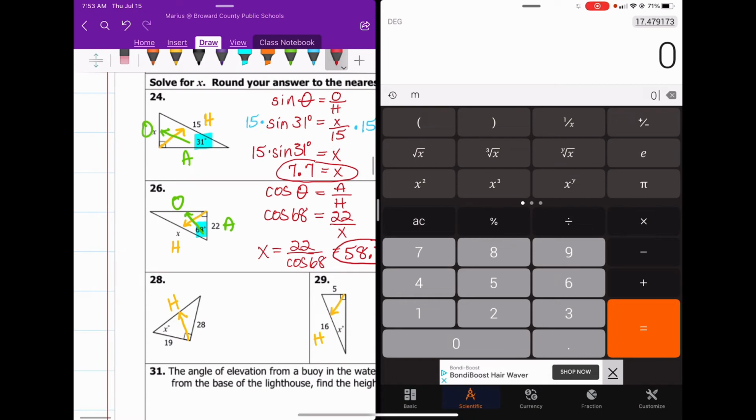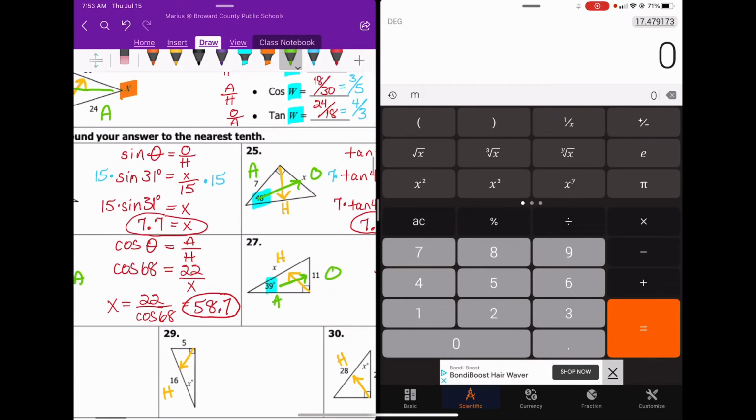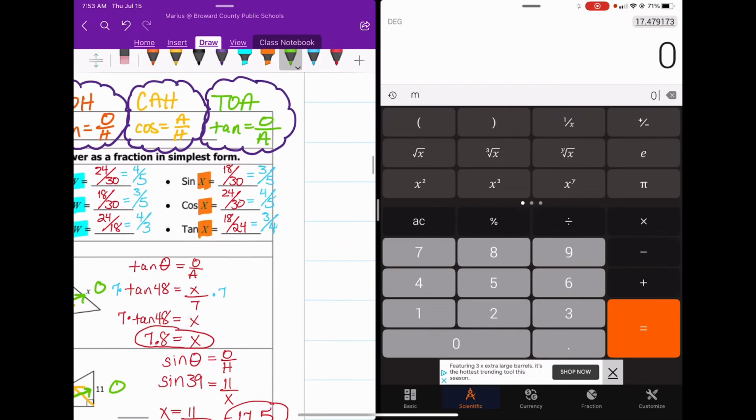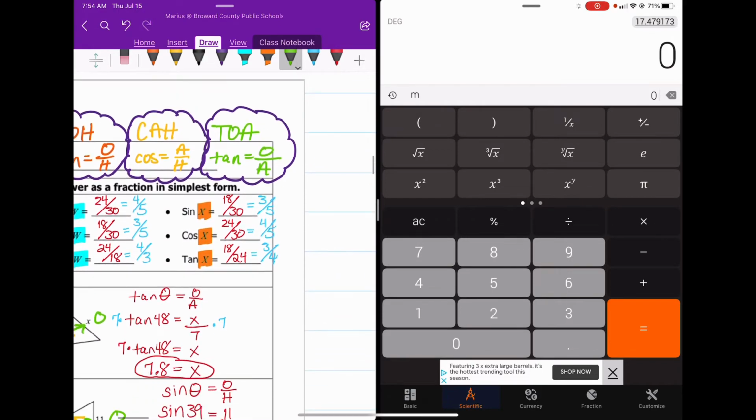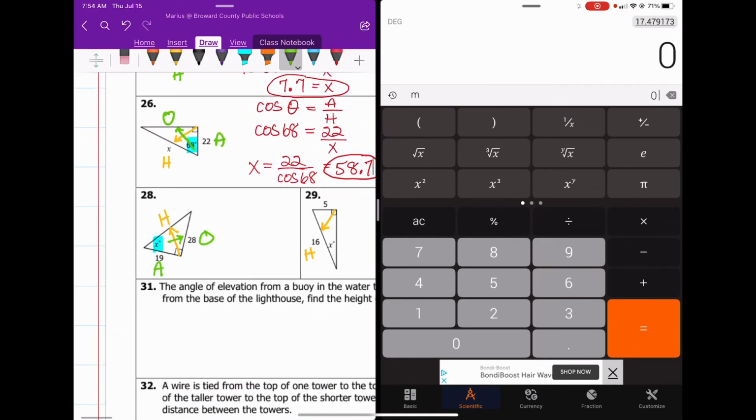Number 28, we already have the hypotenuse labeled. Here's our angle, x. And now we need to label: opposite of x is 28 and adjacent is 19. So they didn't give us anything for the hypotenuse. Hypotenuse is completely blank. What trig function uses opposite and adjacent? That would be tangent. So we're going to be using tangent here, okay?